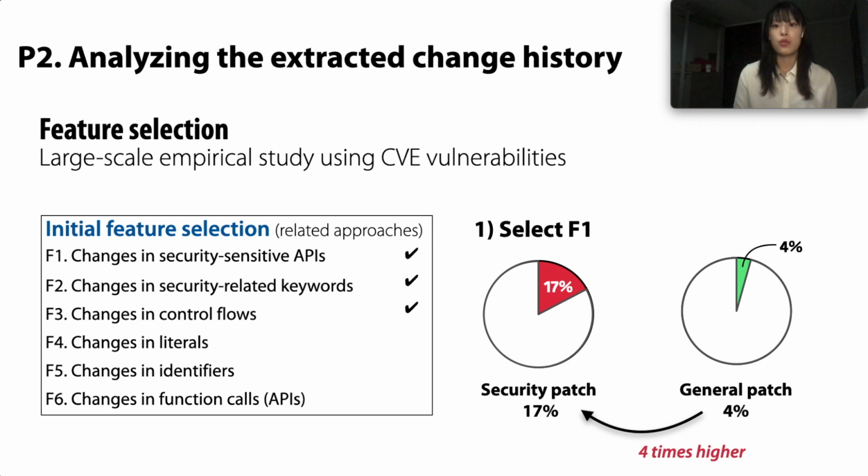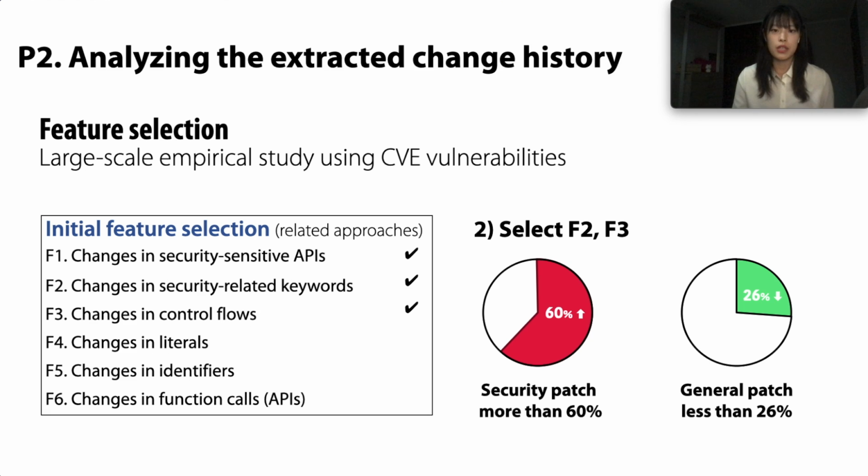Before we talk about phase 2, we need to talk about feature selection. To avoid discovering only certain types of vulnerabilities, we selected the appropriate features which are prominent only in insecure codes through large-scale empirical study. Referring to related approaches, we selected 6 initial features. And then we conducted an empirical study on whether each feature appeared in a CVE patch or a general code patch. From the results, we selected F1 feature because F1 appeared at a rate 4 times higher in security patches than in general code patches.